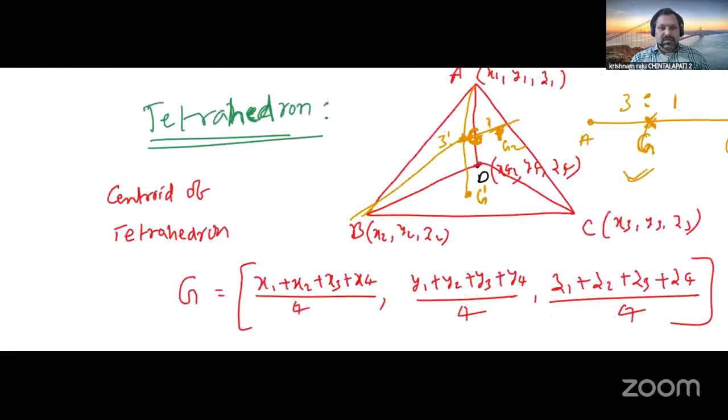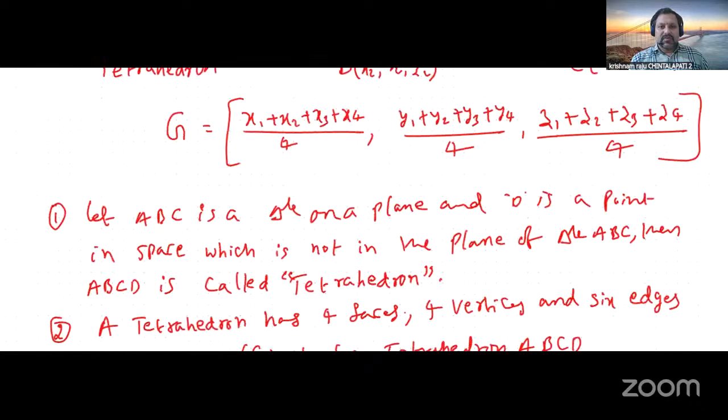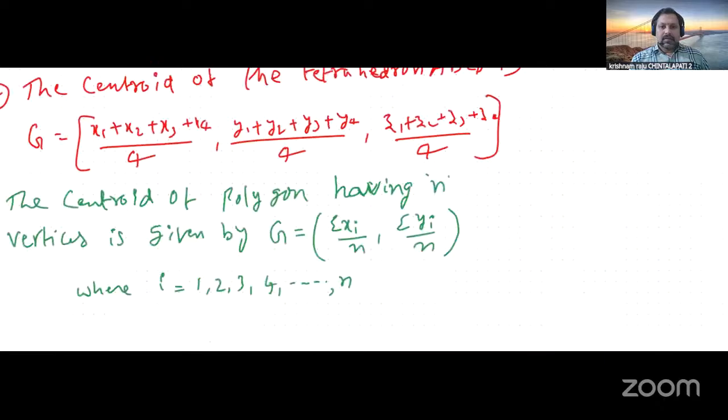This is a tetrahedron. In a tetrahedron, how many vertices are there? A, B, C, D. Four vertices are there. So that's why the centroid is here: sum of the x coordinates by 4, sum of the y coordinates by 4, sum of the z coordinates by 4. So summation Zi by n. In 3D geometry, you have to add one more.